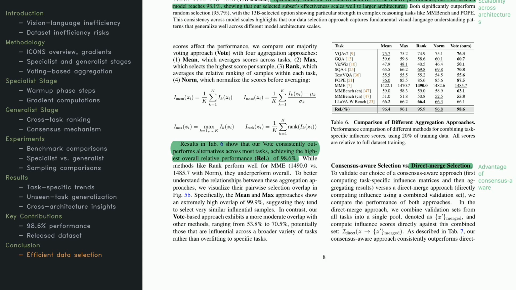Mean and max often pick similar samples, leading to high overlap, while vote seems to diversify the selection and cover more ground. They also show that focusing on consensus across tasks before picking samples leads to better results than merging task scores in a more direct way. By emphasizing consistency across tasks, the vote-based strategy avoids overfitting to a single task's validation data.